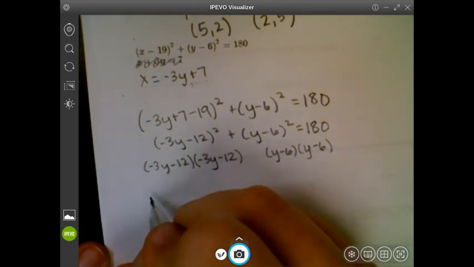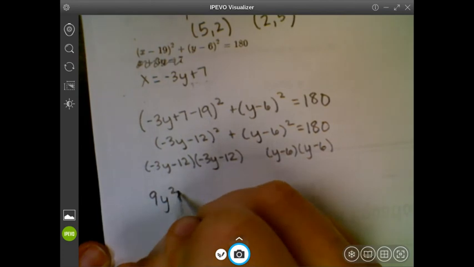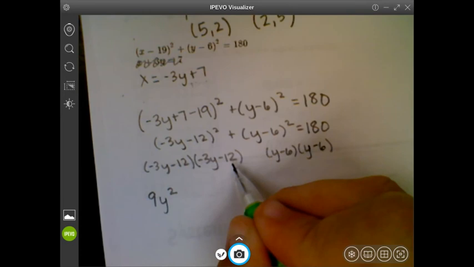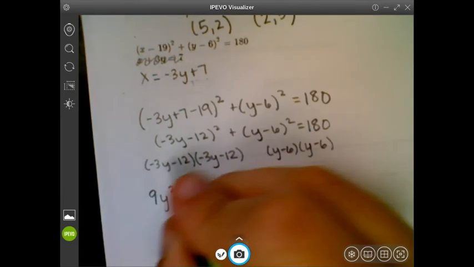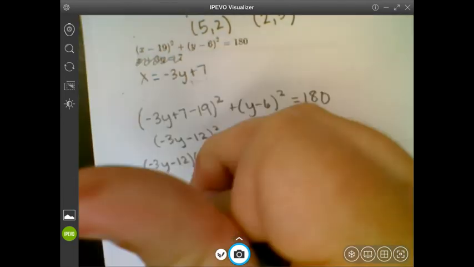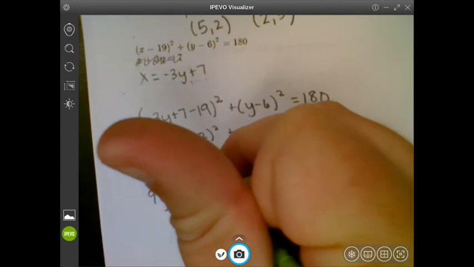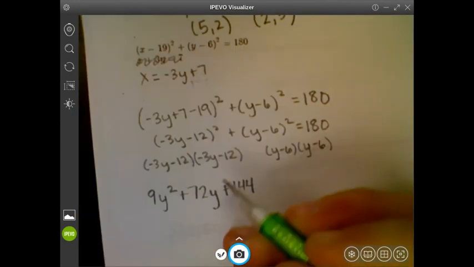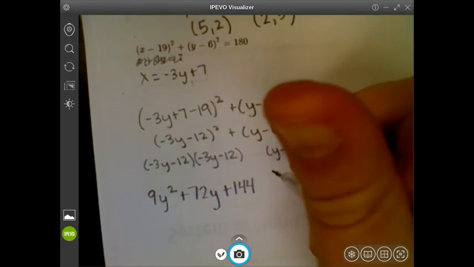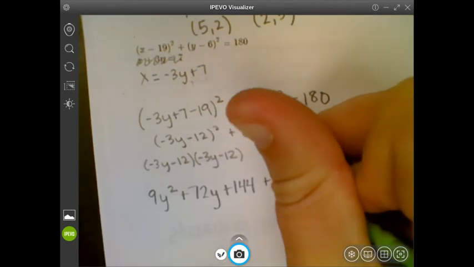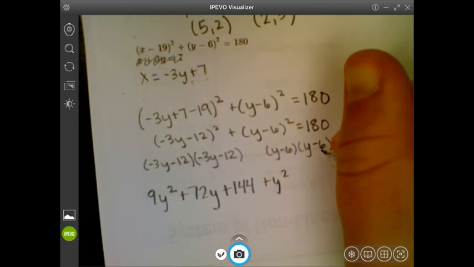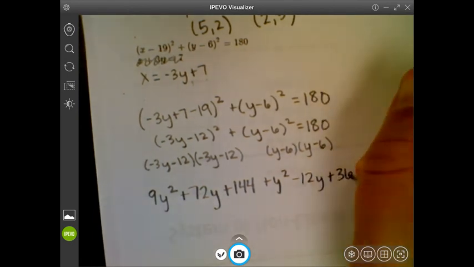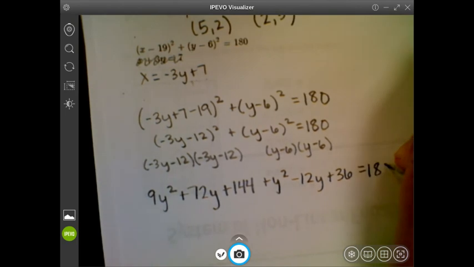Negative 3y times negative 3y is 9y squared. You're going to have a minus 36y and another plus 36y, so that'll be a plus 72y, and then a plus 144 from that first piece. This one will be a plus y squared, a minus 6 and another minus 6, so a minus 12y and a plus 36. And it is still equal to 180.